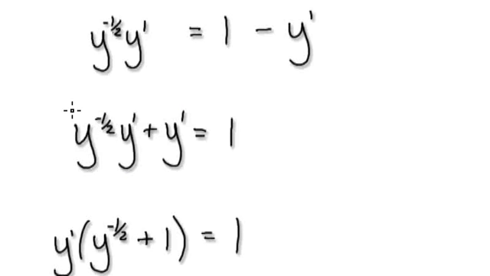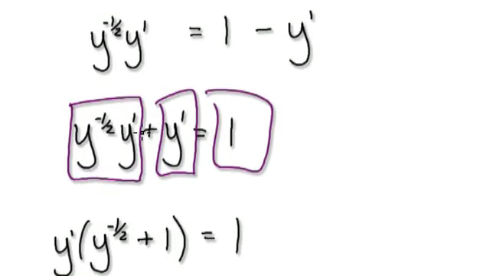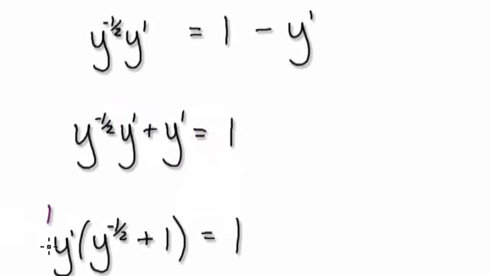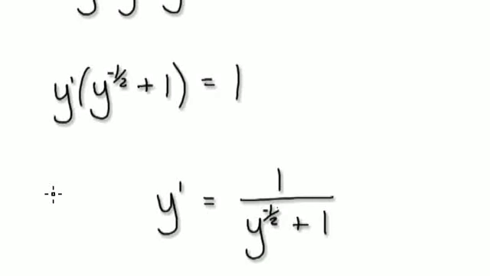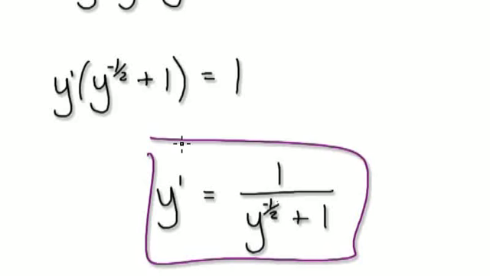And now you've got this block add this block equals this block here. Factorize out the y prime. That will then give you this. Okay. And then now divide both sides by, so here you've got one block multiplying with this block here. So divide both sides by this block here. That would then give you this. So this is your y prime.